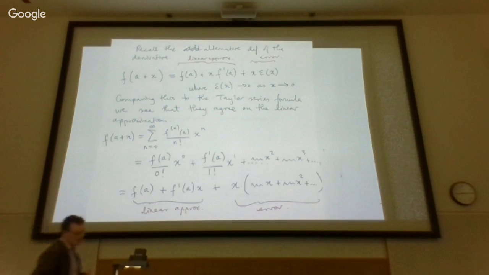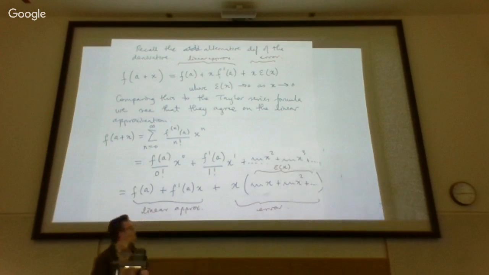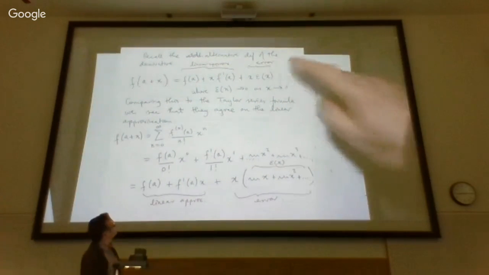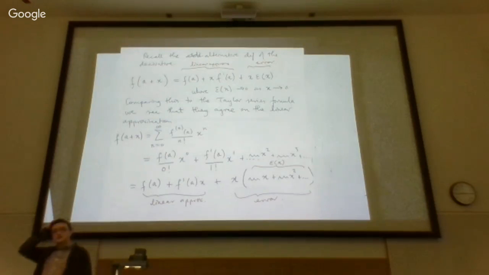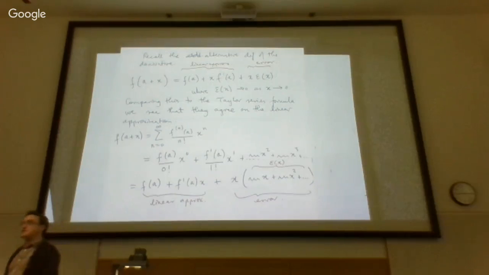So this is like your epsilon. This here in the bracket is like your epsilon. So what we did the other day, by looking at this alternative form of the definition of the derivative, is actually the first couple of terms of the Taylor series.